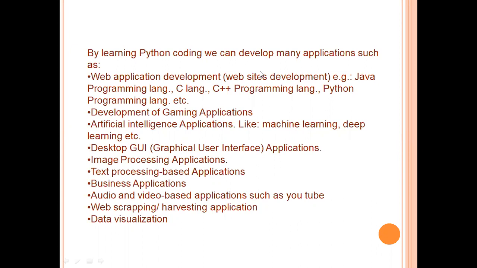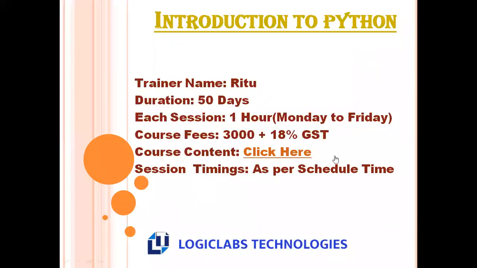You will get the link. Let me show you. Each session will be of 1 hour from Monday to Friday. The course will be 3,000 plus 18% GST, that is 3,540. For course content, you need to click here. Session timings are as per schedule, 6 a.m. to 7 a.m. Yes, you will get the certificate.